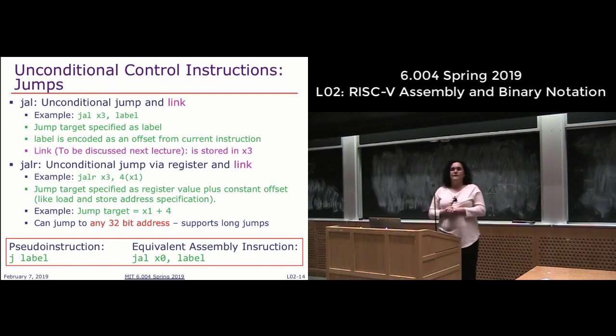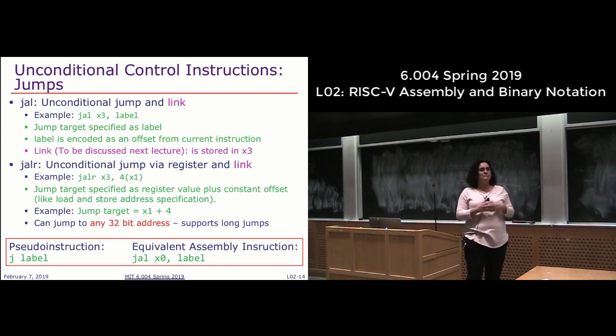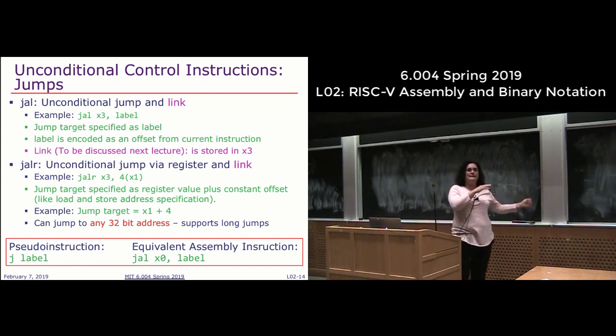Okay? Now, the benefit of that is that when I specify a label, I have to encode somehow what that label is representing as part of my instruction, okay? So what does that mean? That when I have a label, I'm actually storing in my instruction an offset from where I am right now to how far it is to get to the destination instruction.